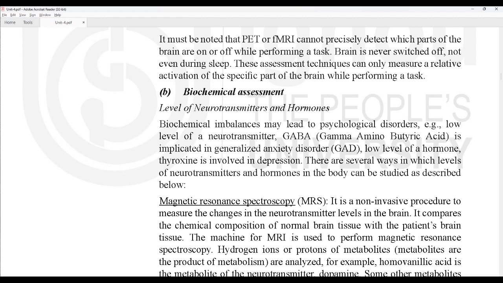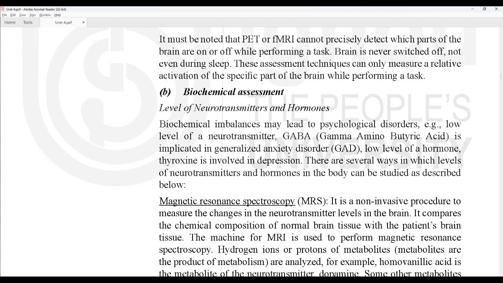Magnetic resonance spectroscopy, MRS. It is a non-invasive procedure to measure the changes in the neurotransmitter levels in the brain. It compares the chemical composition of normal brain tissue with the patient's brain tissue.